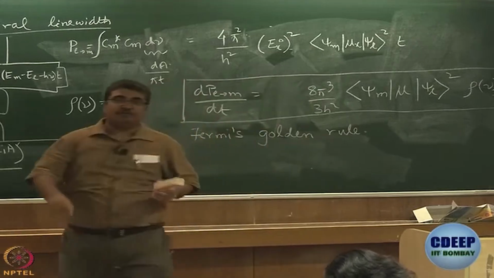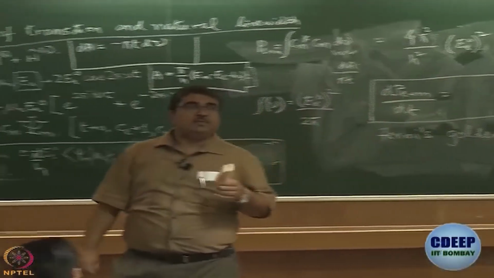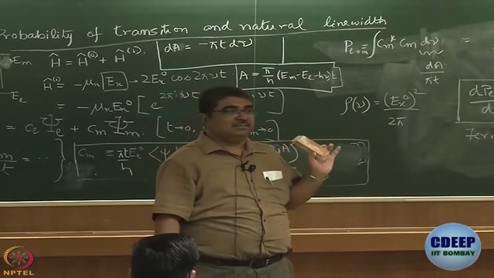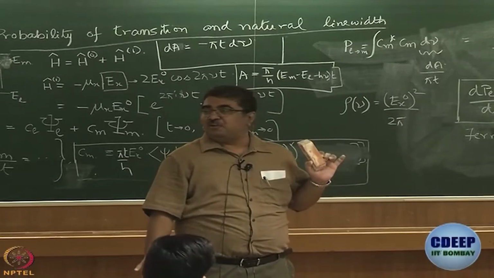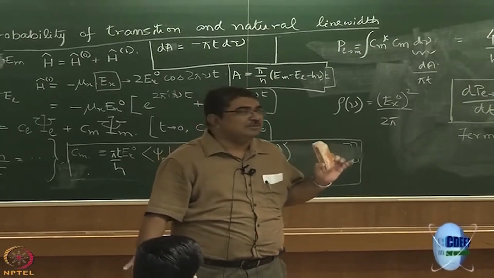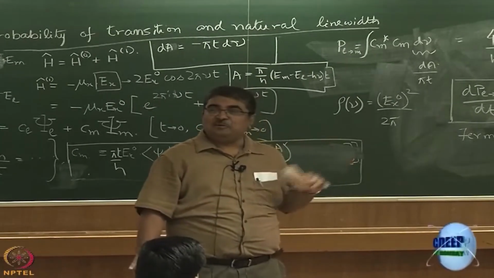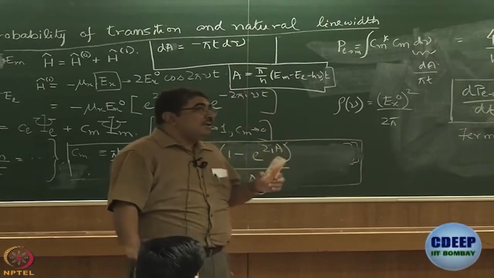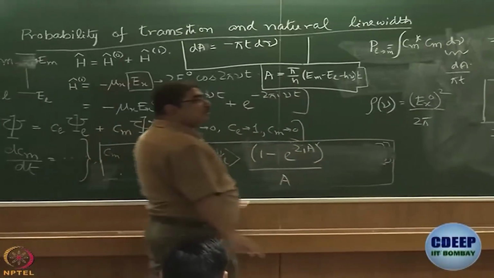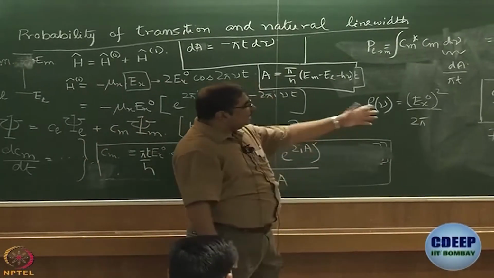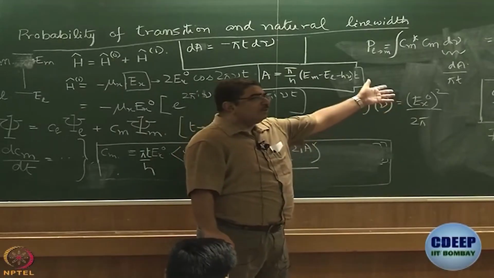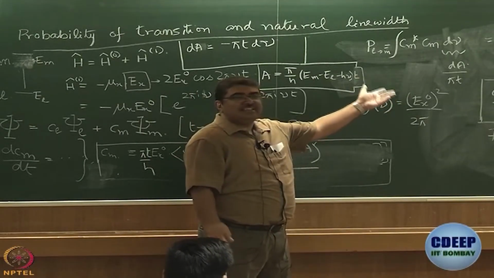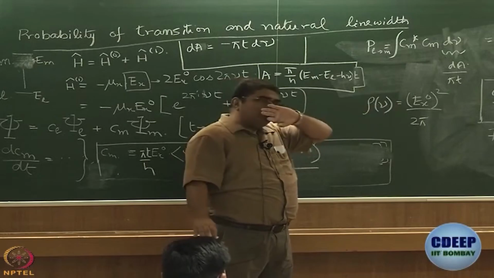And as I think I have told you earlier, Fermi's golden rule was not derived by Fermi. Fermi just saw it and said, oh man, it's such a great rule, it's a golden rule. And then it took the name Fermi's golden rule. Now, why is it that Fermi was so impressed when he saw this? Does this look impressive? It doesn't, right? It's like any other expression. So, why is it a golden rule?